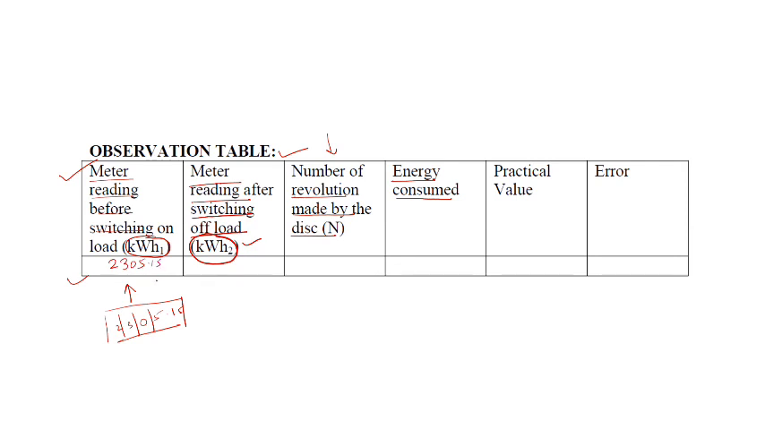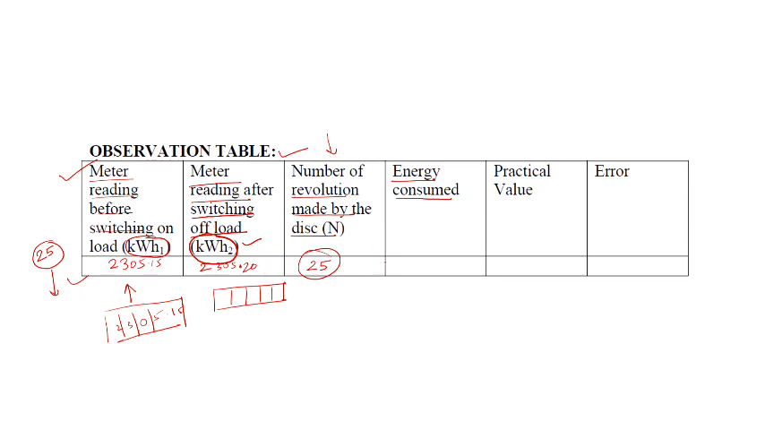You are going to write it down like this, and then what you are going to do is turn on your load and observe that the disk has rotated for 25 rotations. All right, and after that you are going to switch off your load and check the final reading of the energy meter by its dial. For example, the final energy reading is somewhat like this, and in the third column you are going to mention how much rotation your disk has made.